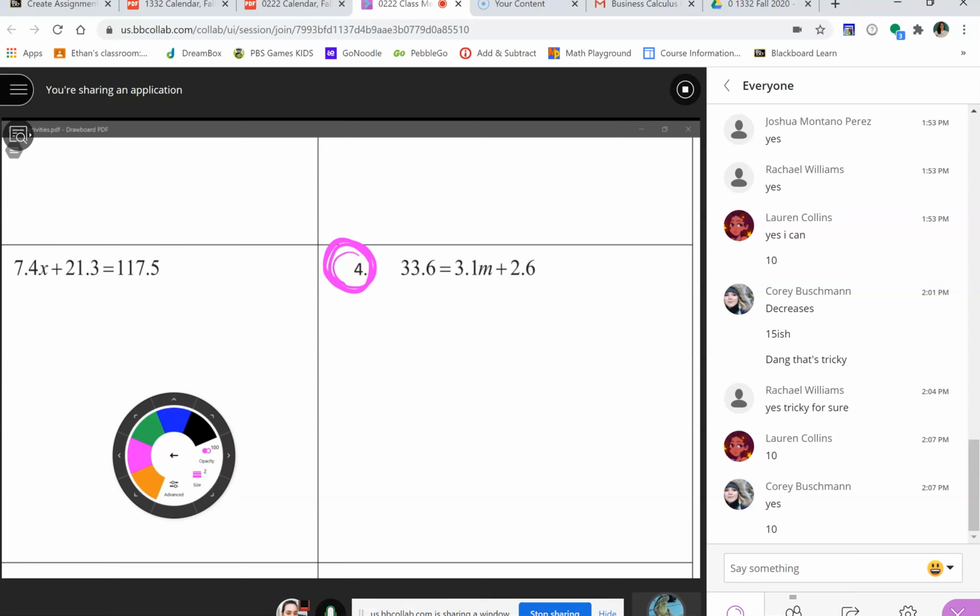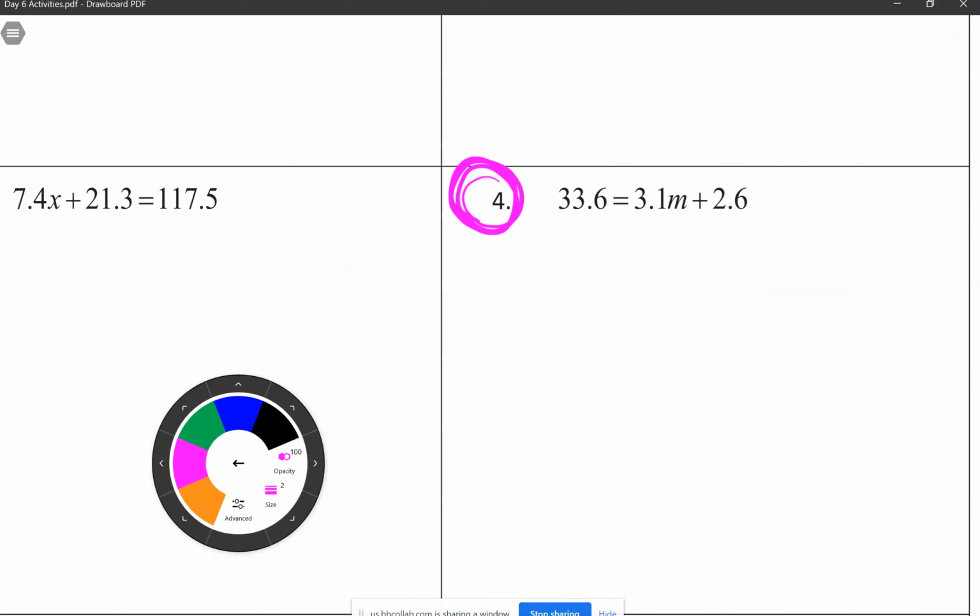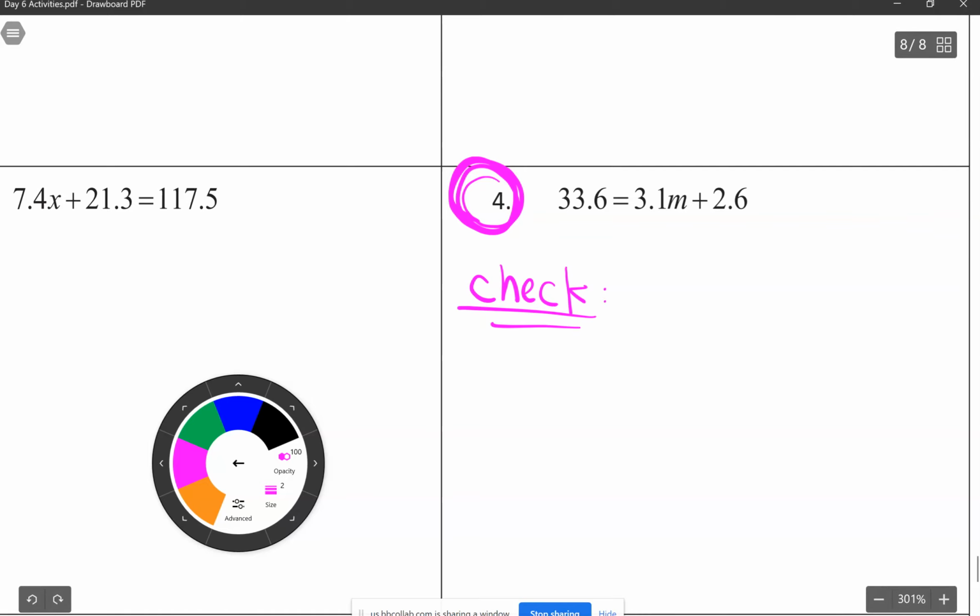Well, I'm going to show you the check part because on your final, you will be required to check. There will be points assigned to solving the equation, and there will be points assigned to checking. So let's see if Corey and Lauren are right. I'm going to check this one. So this is not solving, this is checking. To get your points for checking, this is what I need to see. I need to see you rewrite the equation.